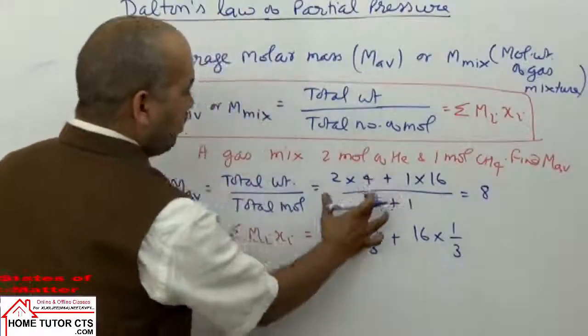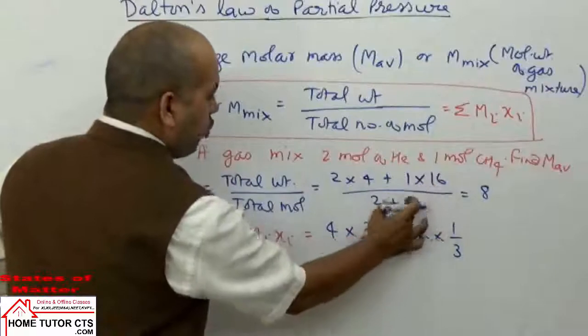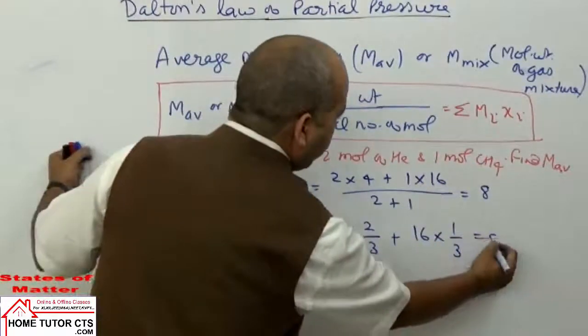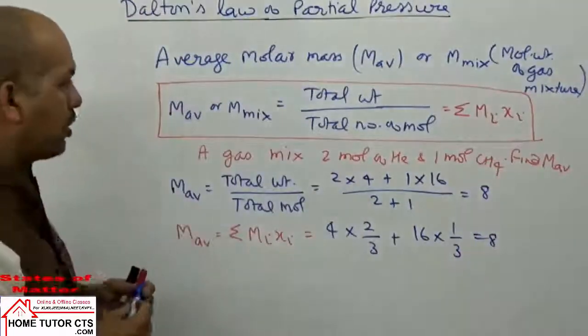This expression can just compare. It is 4 into 2 by 3, 16 into 1 by 3. Result is same. So both are the same expressions. We have both expressions same.